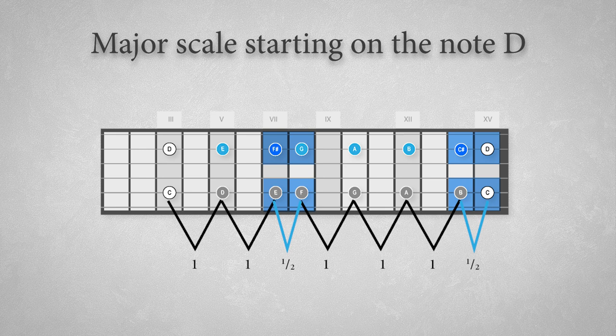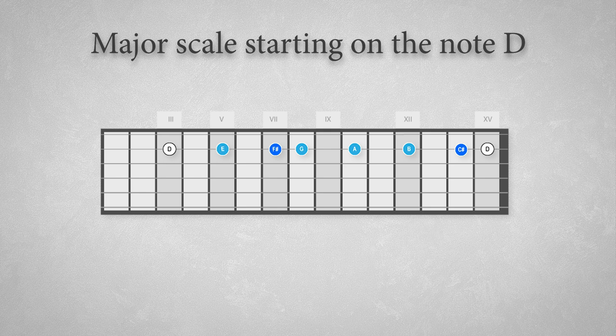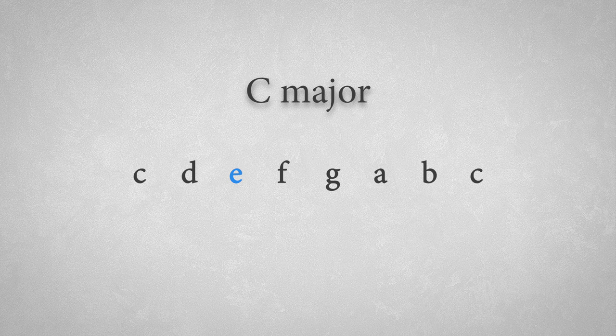So we can say that the D major scale needs two corrections to become a proper major scale in the form of two sharpened notes, F sharp and C sharp. Let's do the same for the scale starting on the next note E. The note E is now the starting point, followed by the notes F, G, A, B, C, and D.